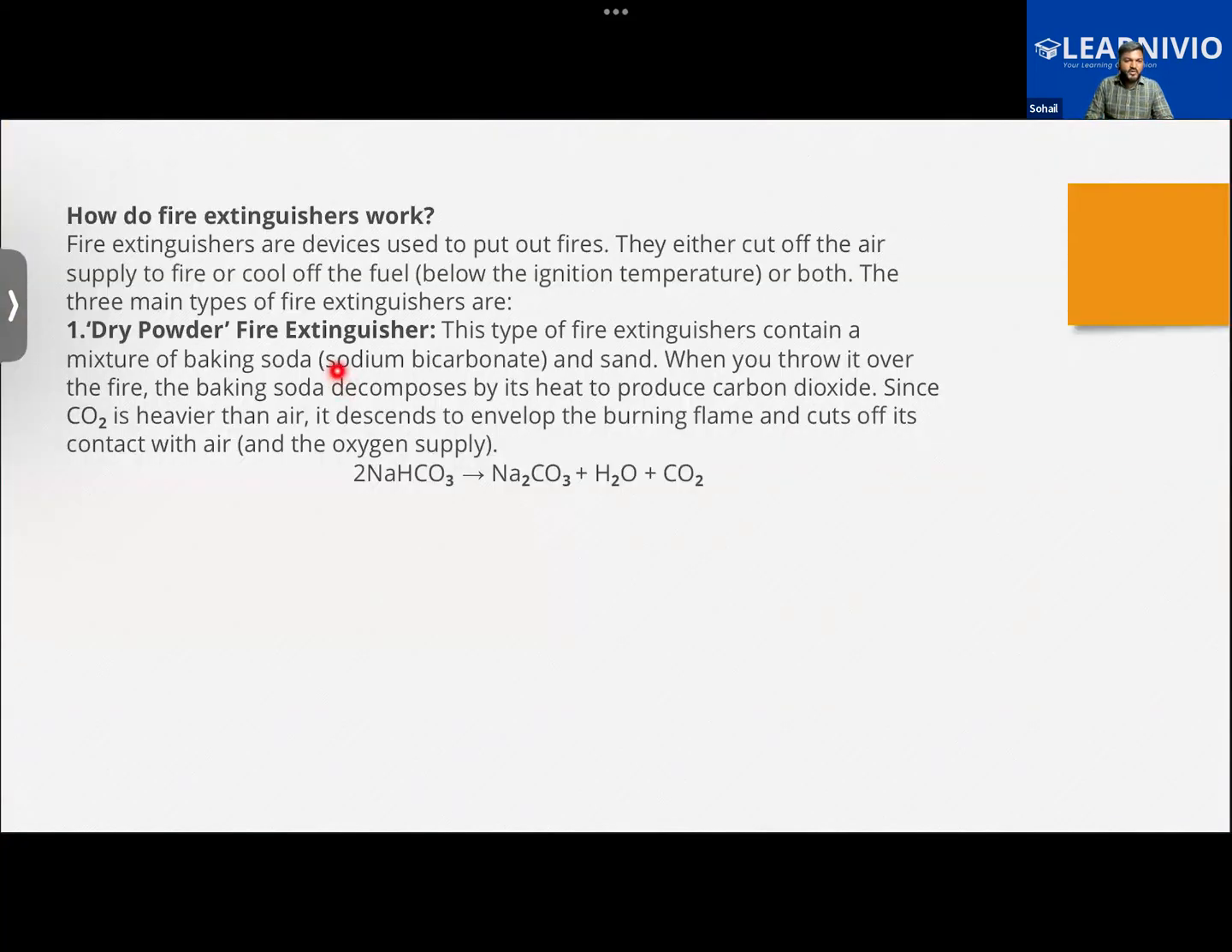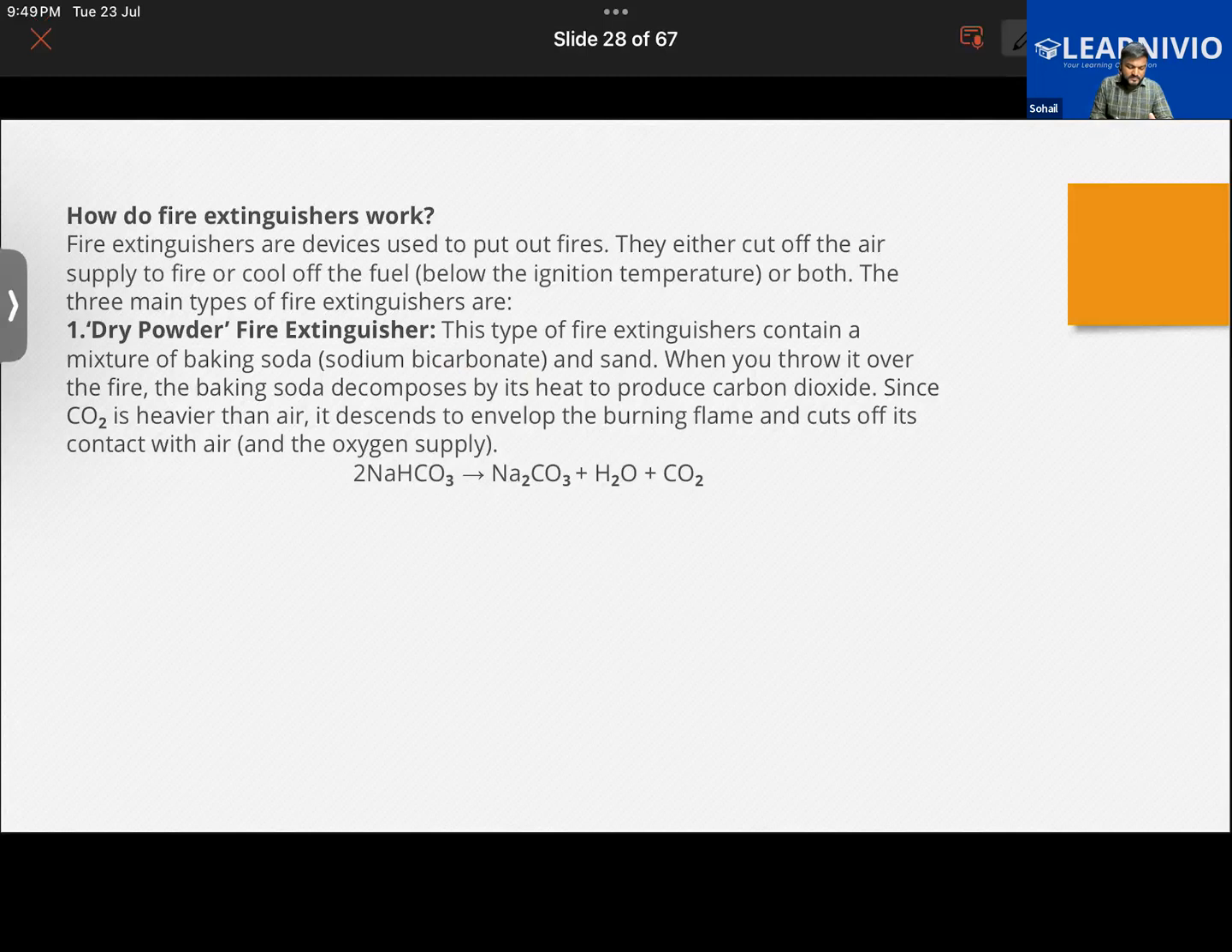So the powder or dry powder fire extinguisher generally contains a mixture of baking soda and sand. You have baking soda, and you'd be taking sand. Let us say these are baking soda, and you have sand particles. Because we know baking soda, once it comes in contact with heat, will break into its components. This is baking soda, as you can see in this equation. Also sodium bicarbonate, same thing, that's the chemical name of baking soda.